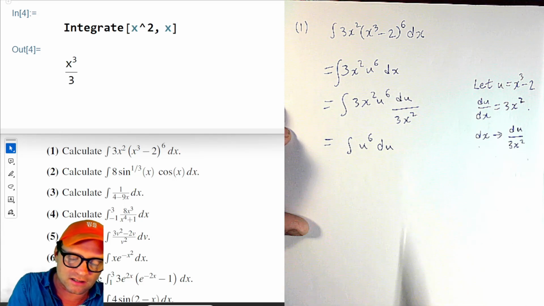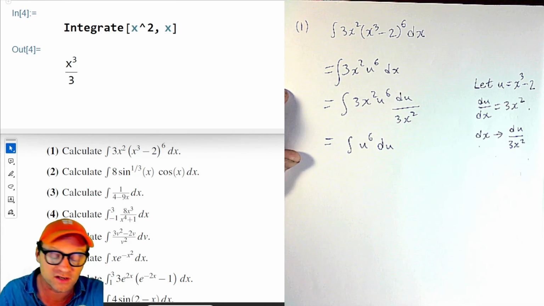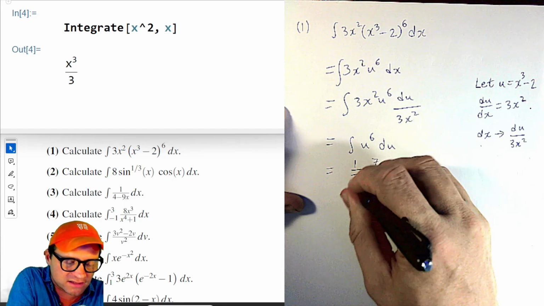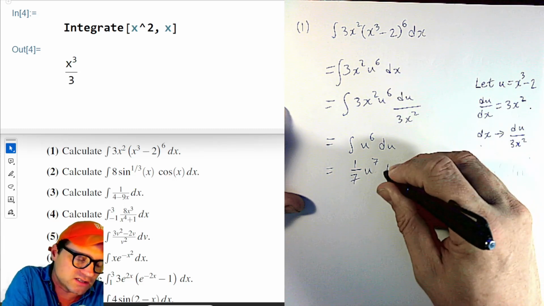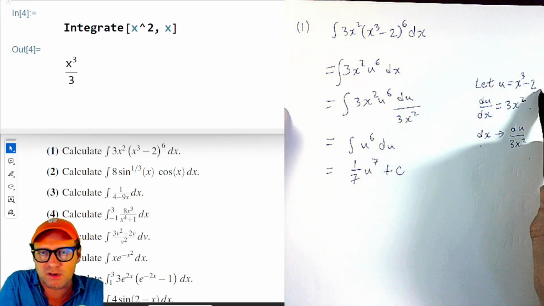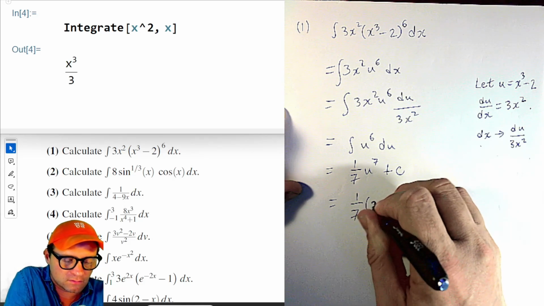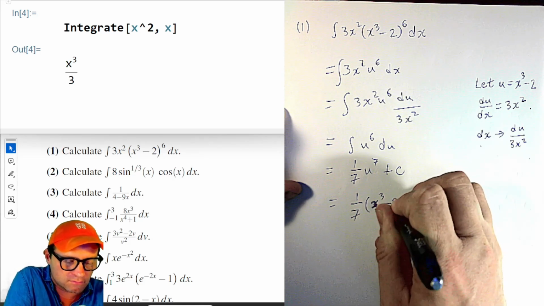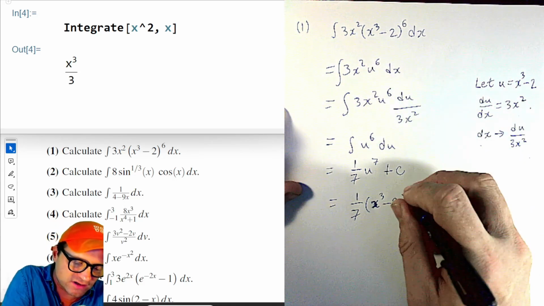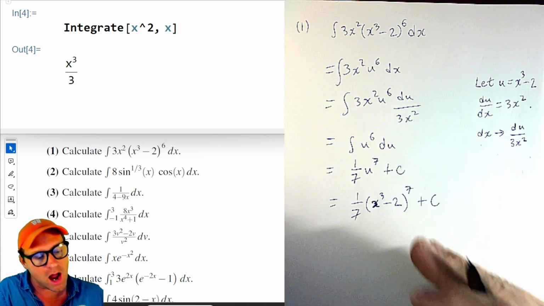Okay, now this is just a polynomial, and so we can just add 1 to the exponent and divide by the new exponent. So we have u to the power of 7, and then dividing this by 7, and we need to add the c. Okay, now what was u? It's x cubed minus 2, so we need to fill that back in. That's x cubed minus 2 to the power of 7, divided by 7, and then plus c. Okay, so this is how we do it, and I'm ready for the next problem.